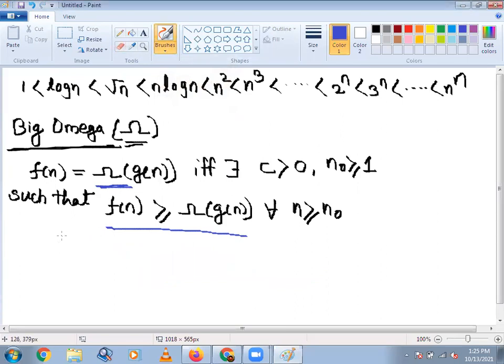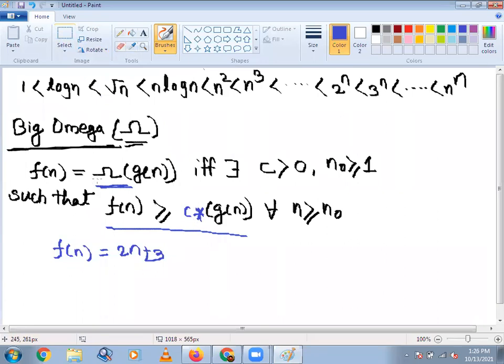Suppose here f of n is equal to 2n plus 3, and we should have 1 minute here. Instead of omega, c into g of n. Here there is a correction in this definition, c into g of n.